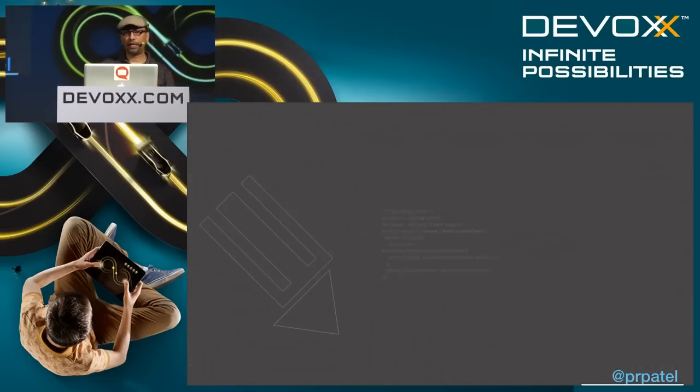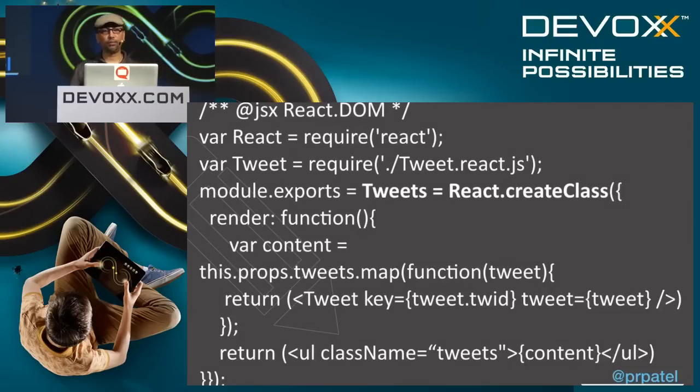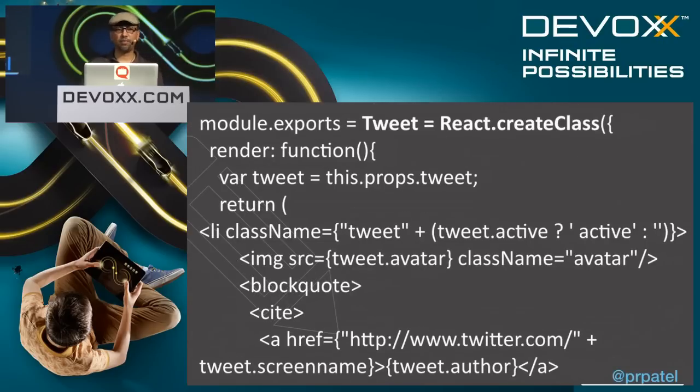So if we look, again, this is our component. You can see we used React.createClass to create our components, and that was essentially our main component. Again, we've kind of covered some of this stuff already in our code. This is our tweet class.